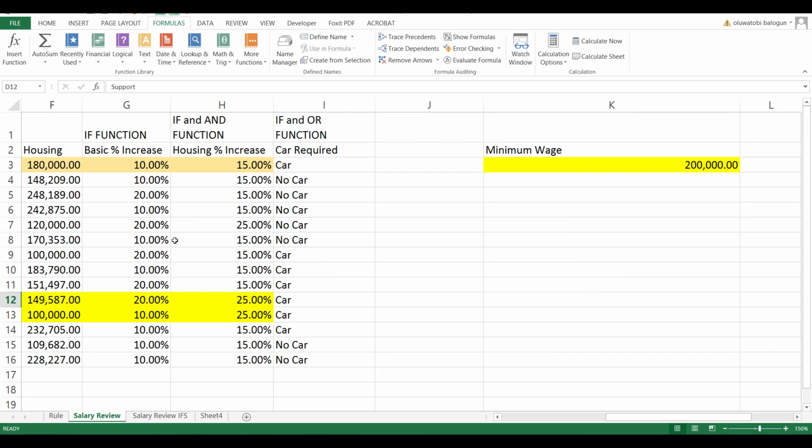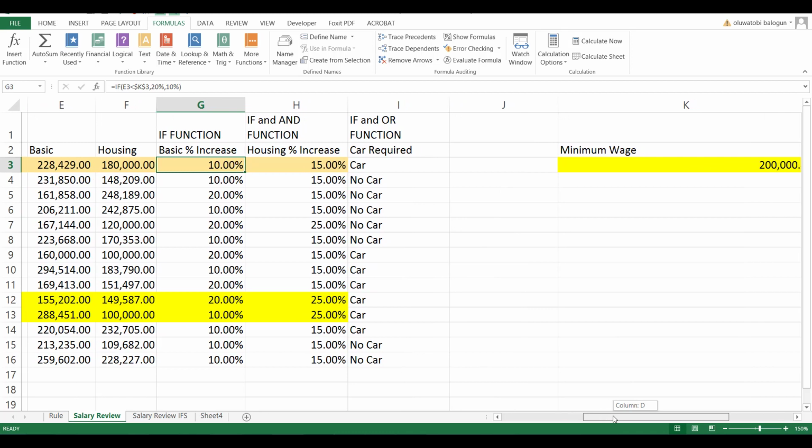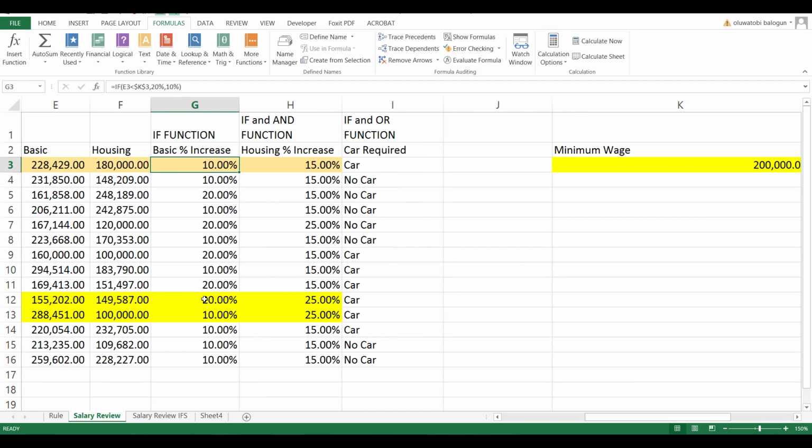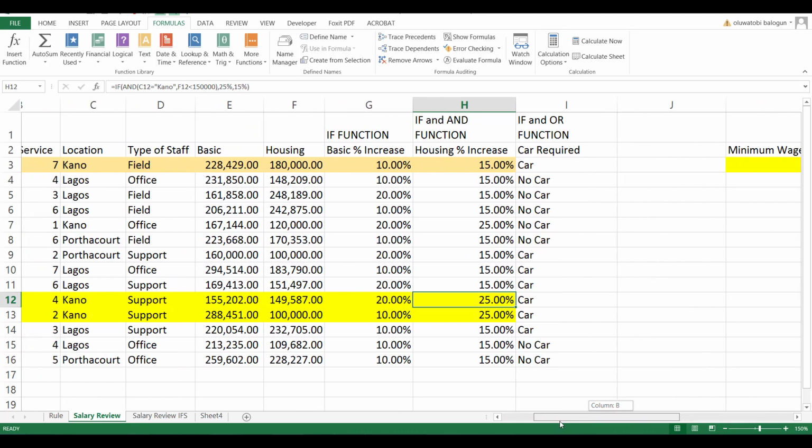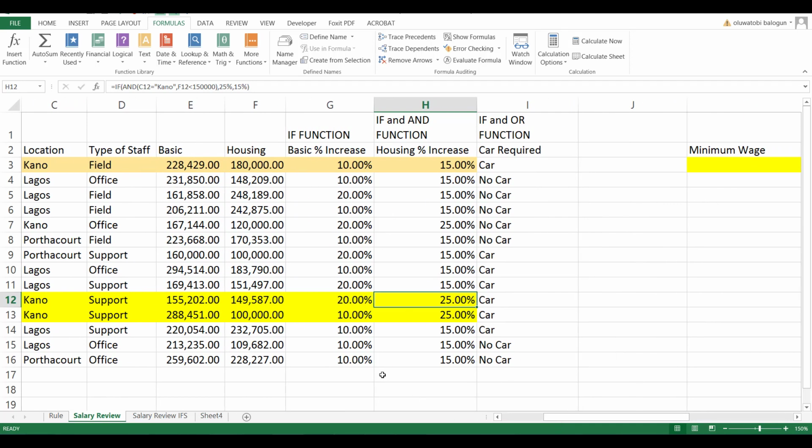Now you will discover that this person gets a 10% because his basic is above 200,000. This one gets a 20% because his basic is less. This one also gets a 25% because he lives in Kano and his housing is below 150.